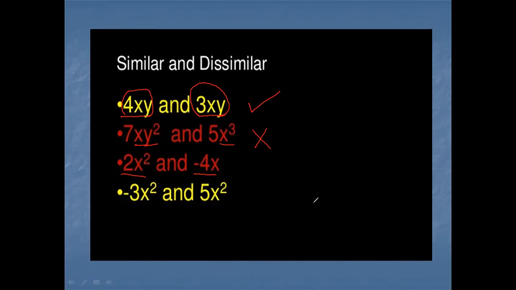Okay, so I will answer. 2x squared and negative 4x is dissimilar. Take note, the power here is 2, the power here is 1, so not the same. Negative 3x squared and 5x squared, similar or dissimilar?